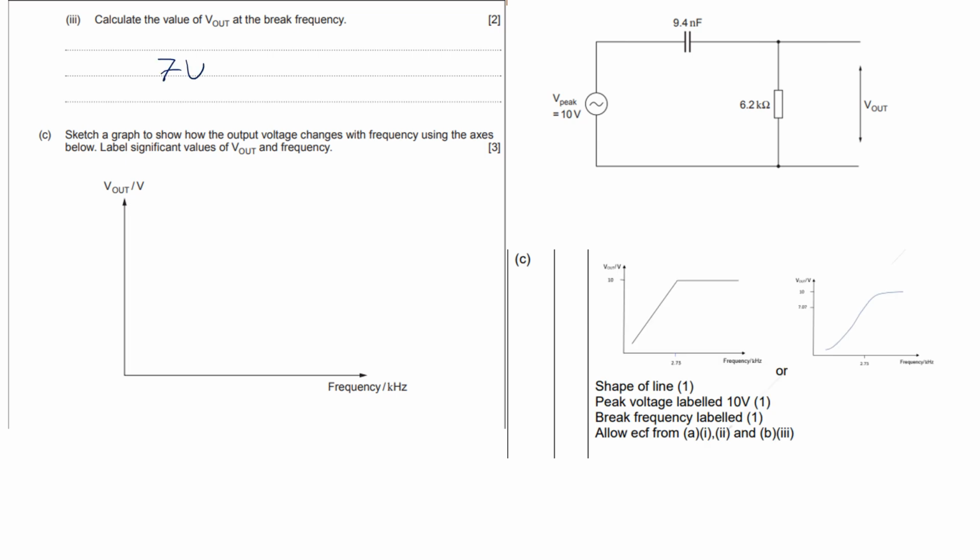Now it doesn't tell you whether it needs to be logarithmic or linear, does it? It's a bit of a funny one there. I think if it doesn't tell me, I would have been tempted to go with a linear type one, where it kind of does that, and you go 70%, which is 7 volts, go across, and then write down your break frequency, which was 2.73. That's what I would have been tempted to do, going up to 10 volts. You can actually do it as a log scale if you want, though. Look, log scale there. So, okay.